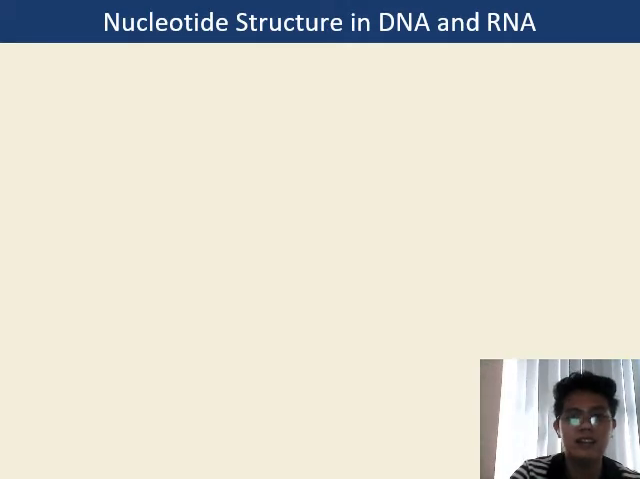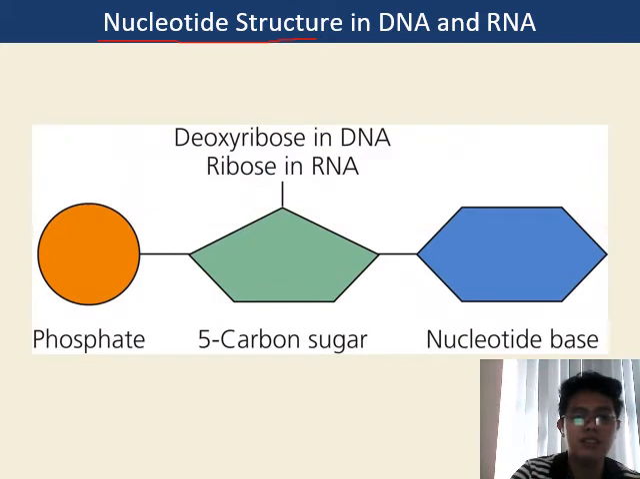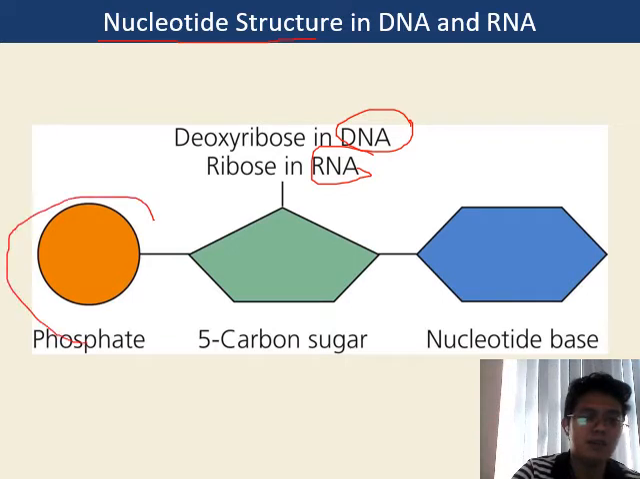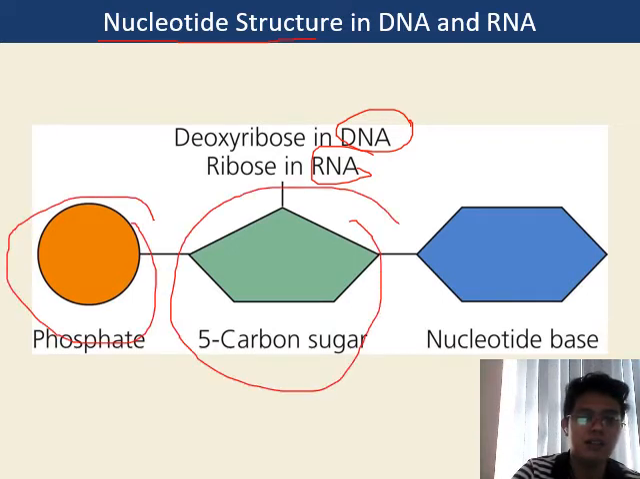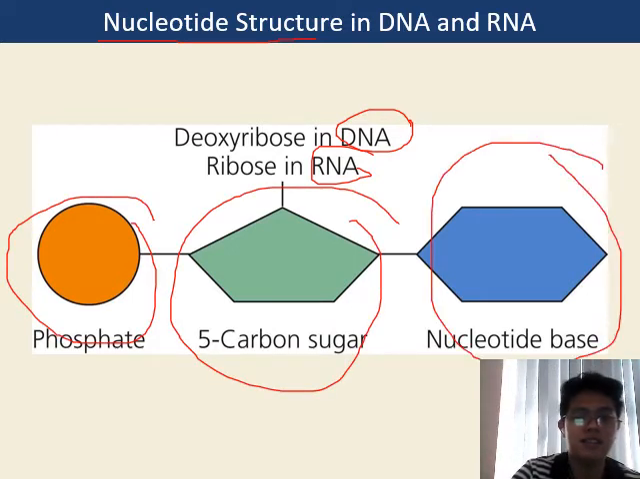Another complex macromolecule is the DNA and RNA. It's nucleotide structure. So this is what composes a DNA, or a deoxyribonucleic acid, and a ribonucleic acid or RNA. So a DNA or an RNA contains a phosphate group, a 5-carbon sugar, and its nucleotide base.